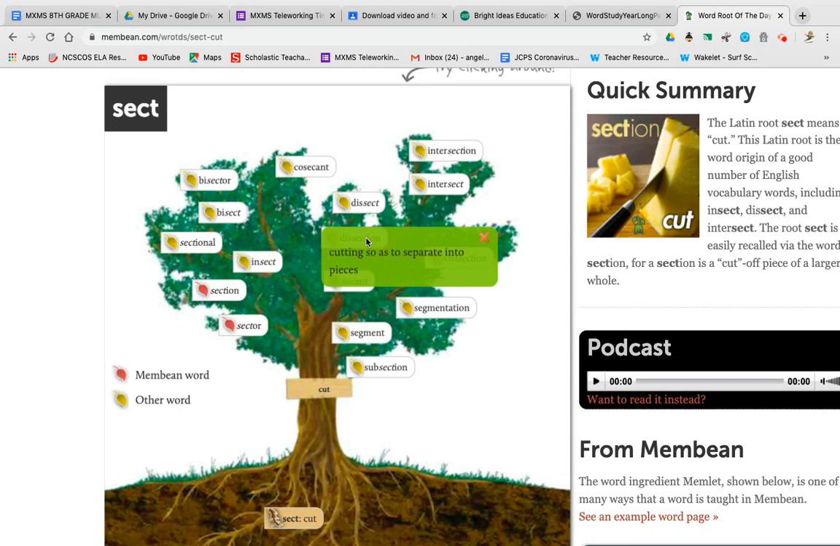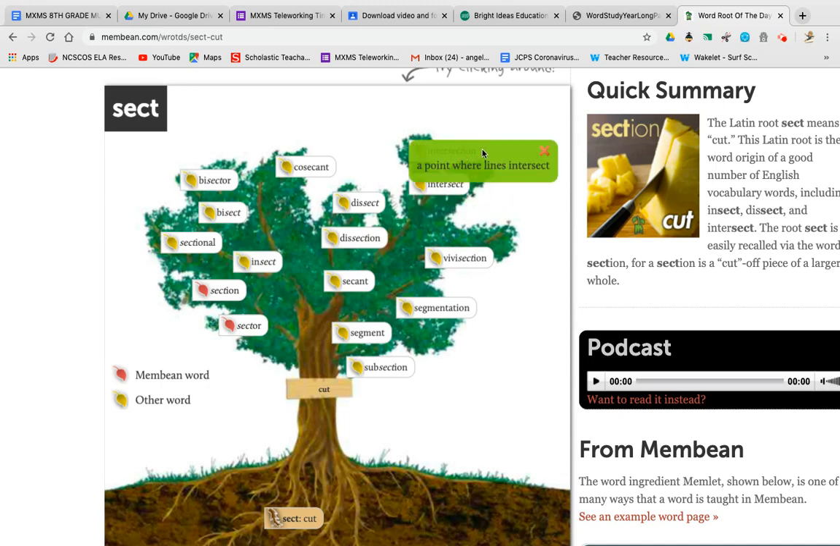Well, what does the word dissection mean? You'll learn hopefully in science class one day that when you dissect a frog or any other type of little animal or critter, you're going to slowly cut it into separate pieces, right? An insect, if you click on that, is a small air-breathing arthropod, right? It's broken into sections. If you're going to intersect something, you're meeting at a point, and then intersection, of course, is where the lines meet, right?